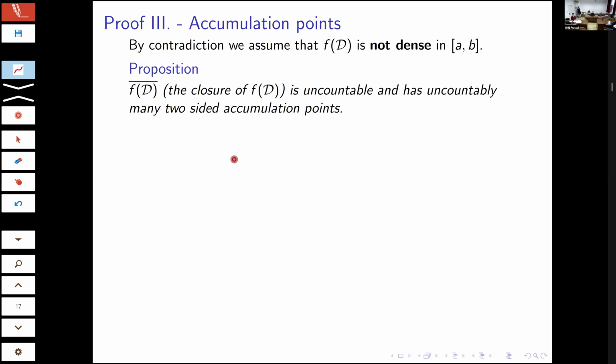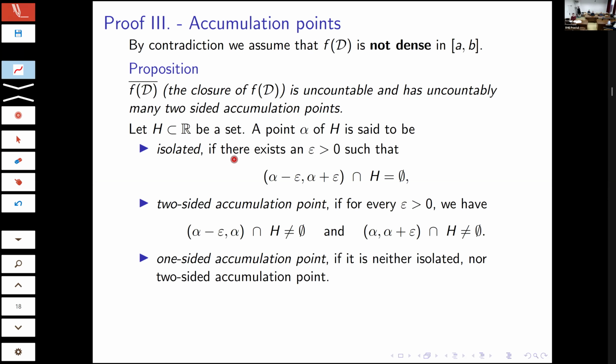So instead of that, we assume that FD is not dense in AB. That's what we would like to get as a contradiction, because then we are done. So if we take the closure of FD, which is uncountable, it has uncountably many two-sided accumulation points. That's what is simple. So first, what is a two-sided accumulation point?